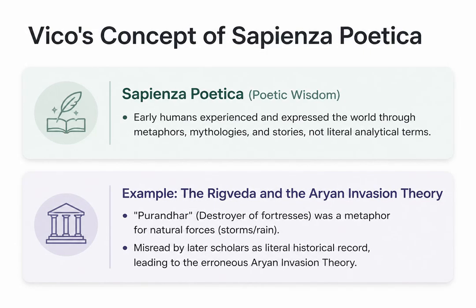Vico also introduced a brilliant concept called sapienza poetica, or poetic wisdom. He argued that early humans didn't communicate in direct scientific terms. They used metaphors and mythologies. A perfect example is how British scholars misread the Rig Veda. The text mentions Purandar, the destroyer of fortresses, destroying cities. Scholars took this literally and invented the Aryan invasion theory to explain the fall of the Harappan civilization. But Vico would point out that Purandar was a metaphor for devastating natural forces, like heavy rainfall, not a literal historical army. Failing to understand poetic wisdom leads to massive historical misinterpretations.